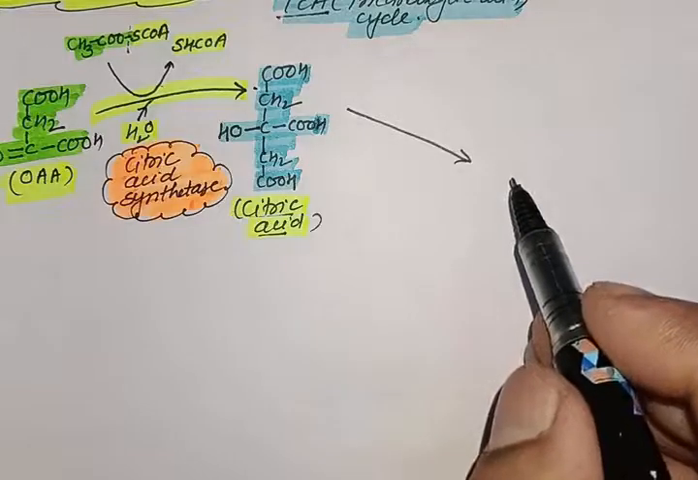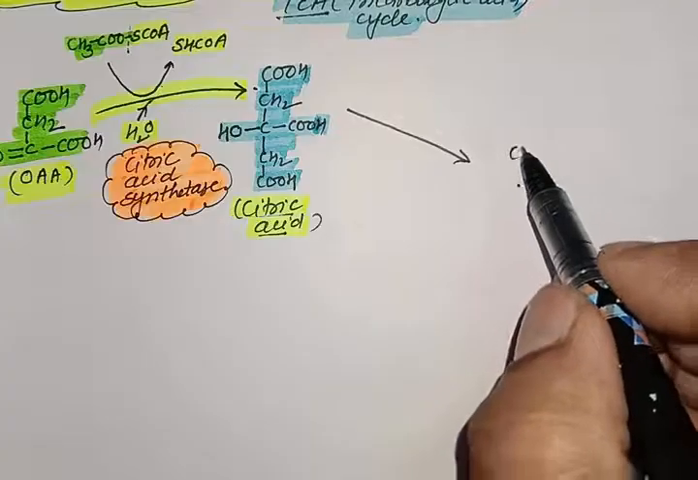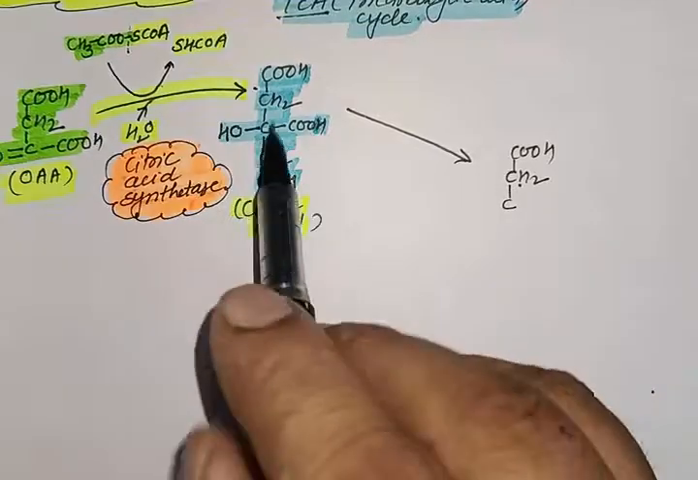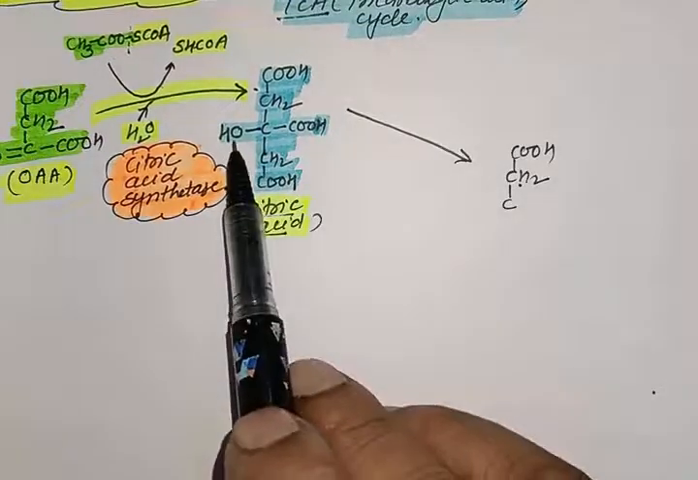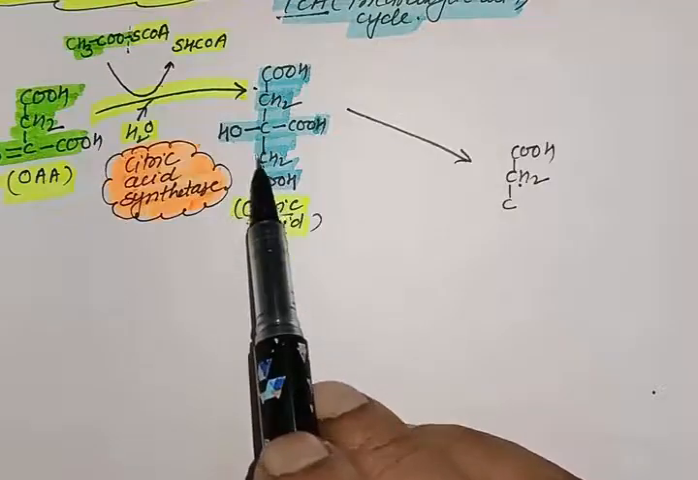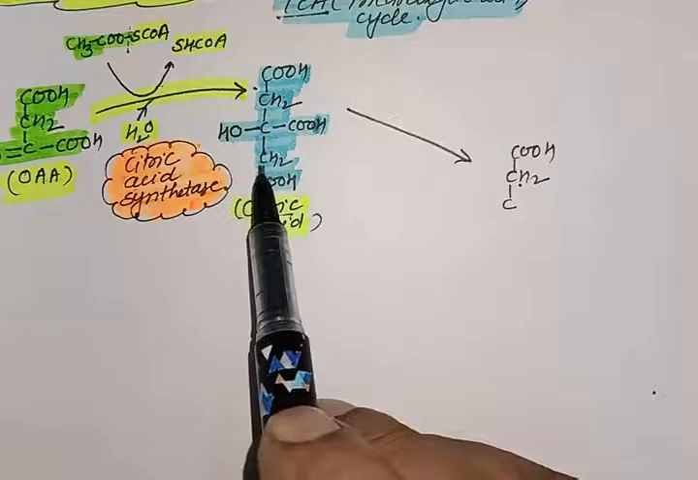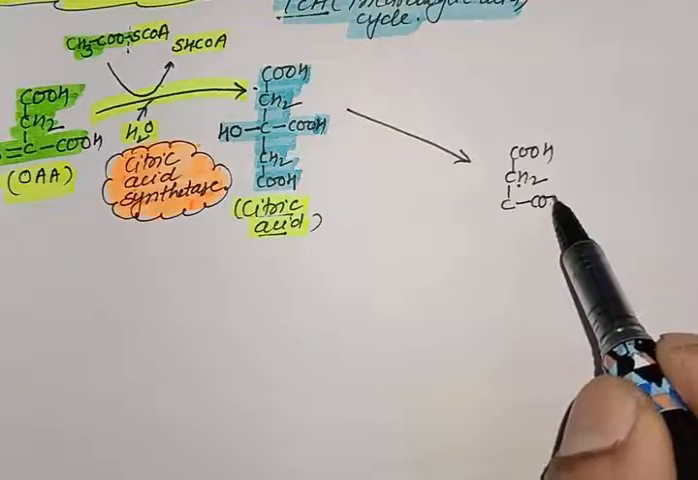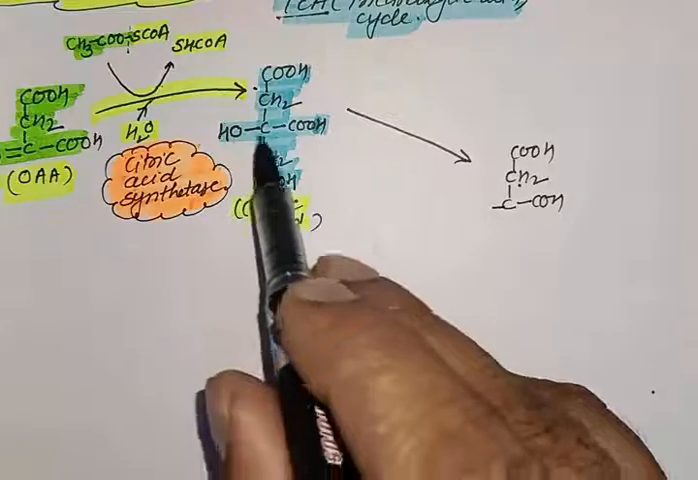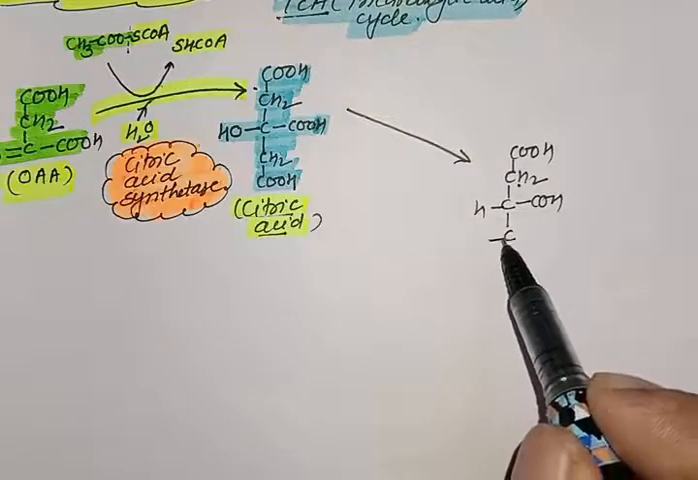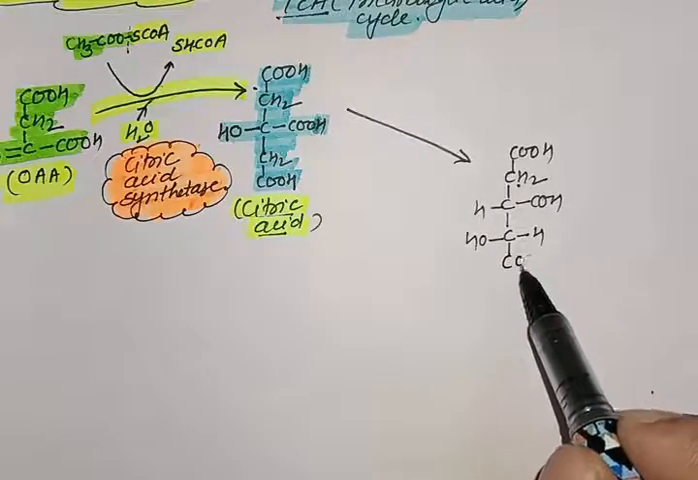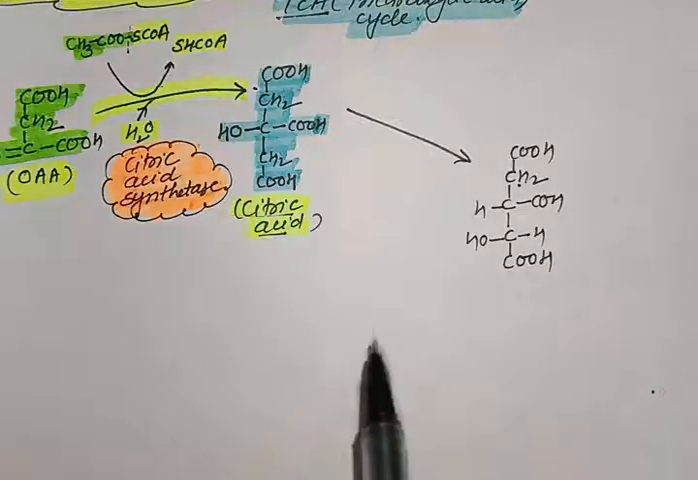Citric acid then forms isocitric acid or isocitrate. COOH group remains same. This CH2 group remains same. This OH and this H are substituted from each other. So this OH comes to this carbon and this one hydrogen goes to this carbon to form isocitrate. So here COOH group remains same and this H goes to here, H, then C. This OH comes to here, OH, and one hydrogen is as it is, and in the last there is COOH group. This is our isocitrate, and this happens in the presence of enzyme aconitase.